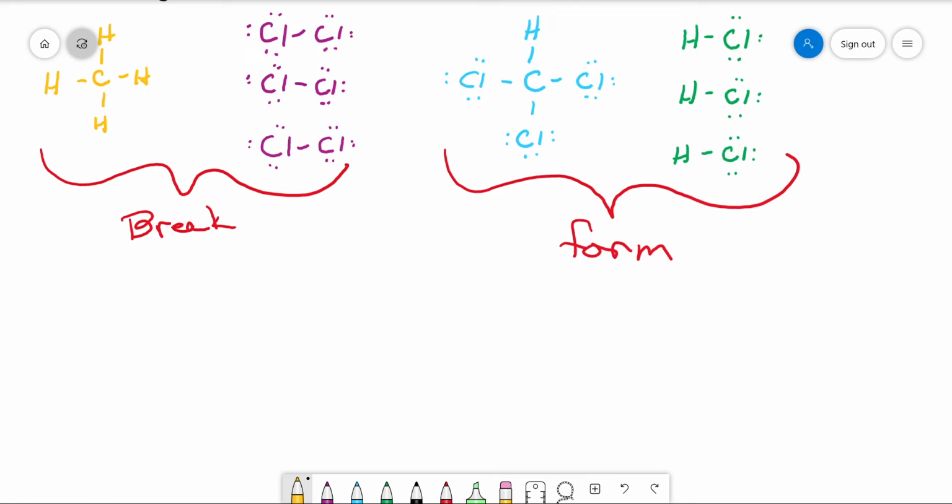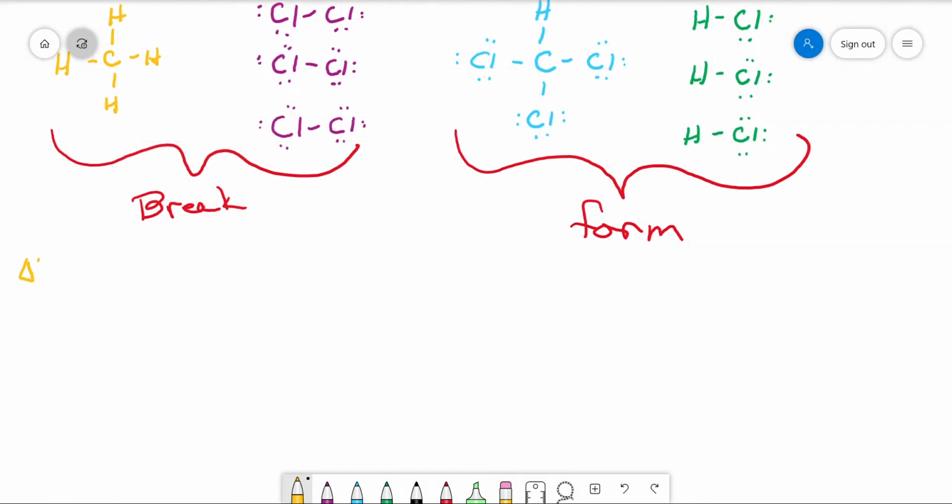So our delta H is going to be equal to 4 times the bond dissociation energy or the bond energy for carbon-hydrogen because methane has 4 carbon-hydrogen bonds. And we have 3 chlorine-chlorine bonds. So that's the bond energy of a chlorine times 3. Minus, I'm going to put this whole side in brackets.